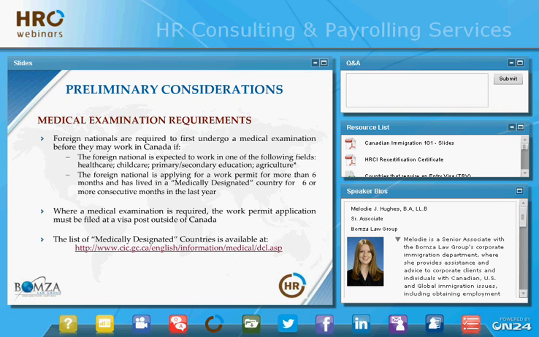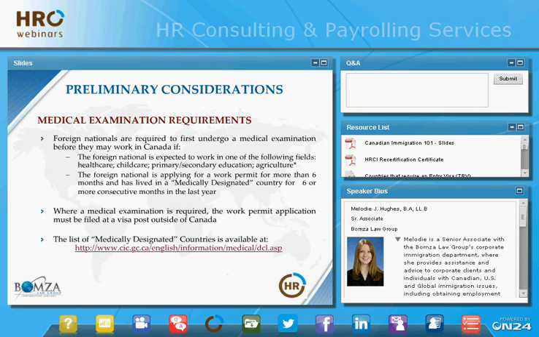Canada. So specifically, foreign nationals are required to undergo an exam if they're expected to work in healthcare, childcare, or primary secondary school education, as well as in agricultural fields. Many migrant workers will require a medical exam. They'll also need it if the foreign national is applying to come to Canada for 6 months or more and has resided in one of those medically designated countries for 6 months or more. And that list is constantly updated.